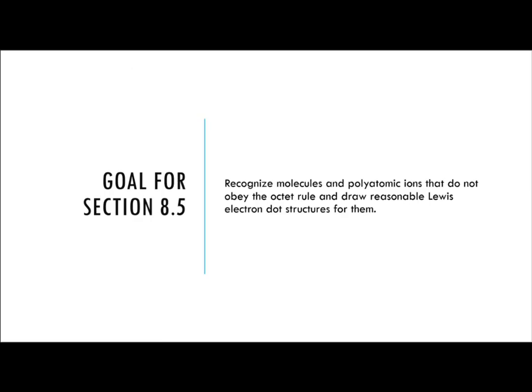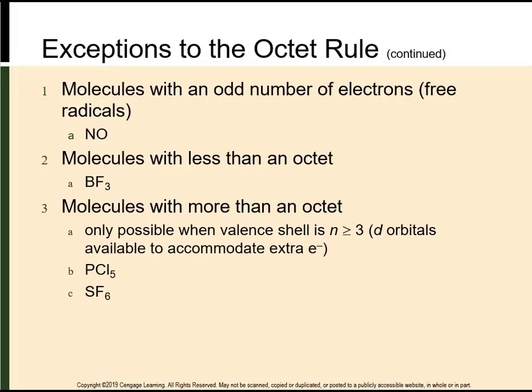I hope you got that. In this next section, we are going to look at how some molecules and polyatomic ions do not obey the octet rule, and look at how we can draw reasonable Lewis electron dot structures for those. All right, now after all of that practice of checking to make sure that every atom was happy with having 8 and meeting that octet rule, I'm going to tell you that there are some exceptions to it.